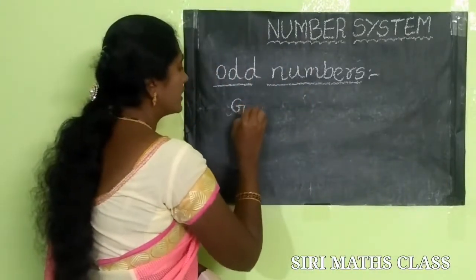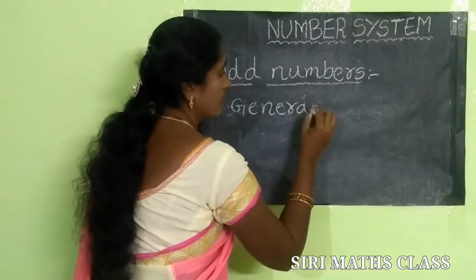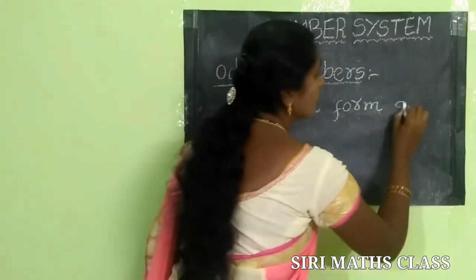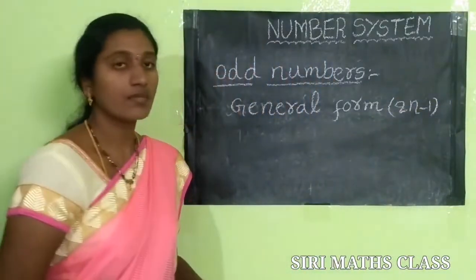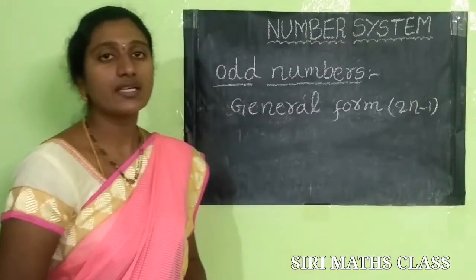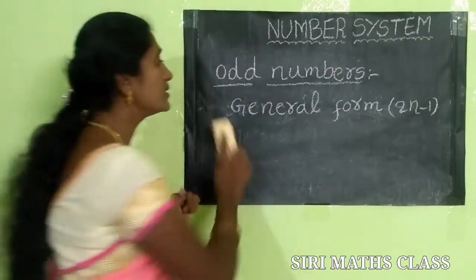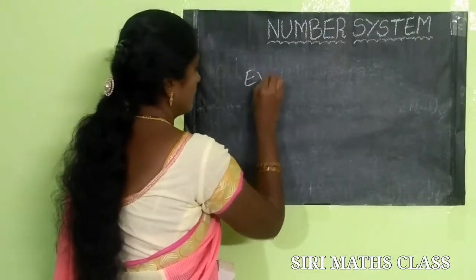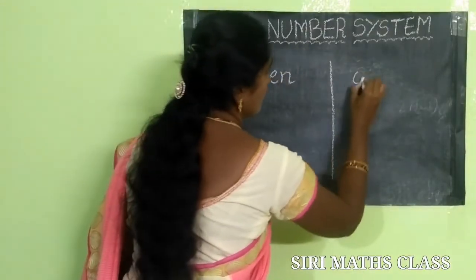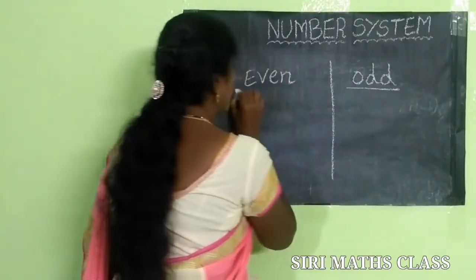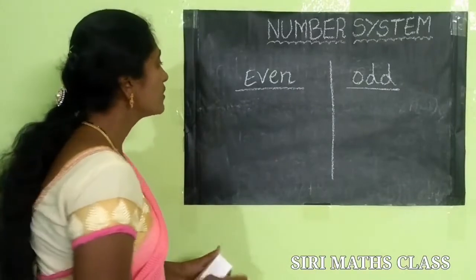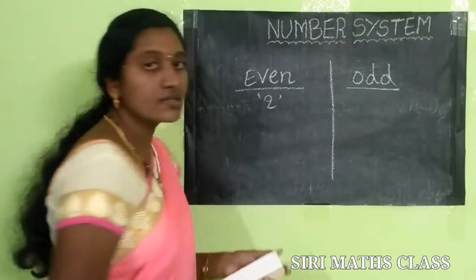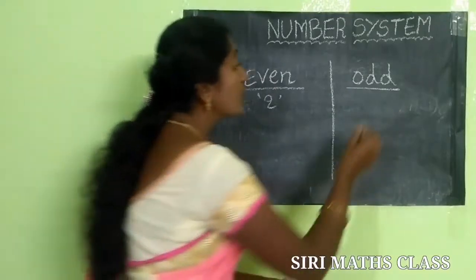Next, the general form of odd number. General form of odd number is 2n minus 1. Here we can compare even numbers and odd numbers. In even numbers, the difference of any two consecutive even numbers is 2 only. Here also, the difference of any two consecutive odd numbers is 2 only.